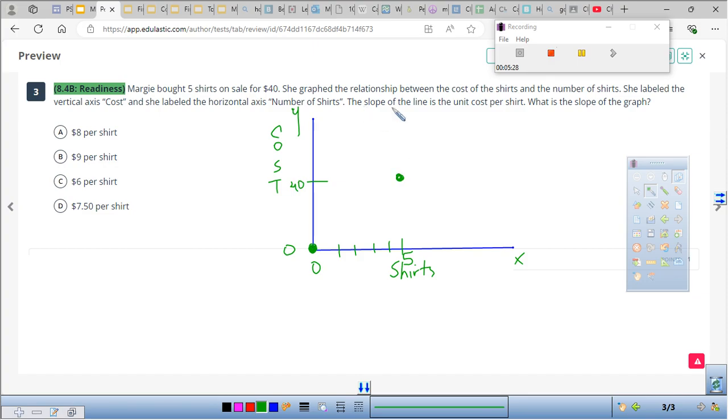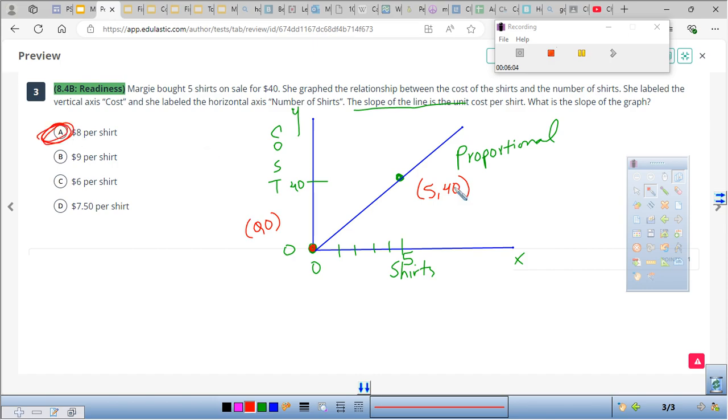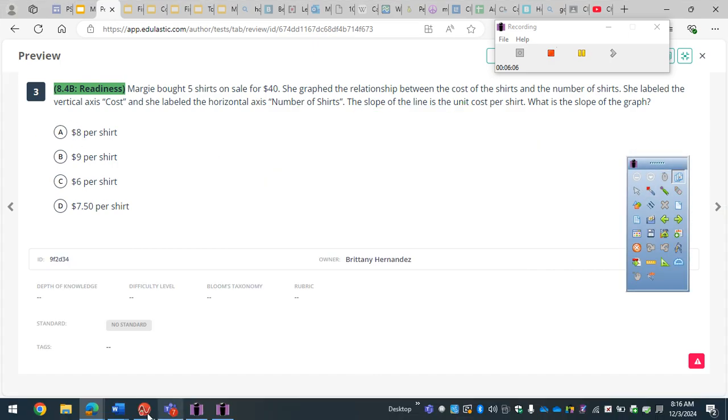And it's asking for the slope of the line. Guys, here's how you approach this one. Realistically, I need just 2 points. There's a line going through here. It's proportional, make sure you know that, proportional to the origin. We have our coordinates given to us: 0, 0, and then 5, 40. Each shirt costs how much? $8.